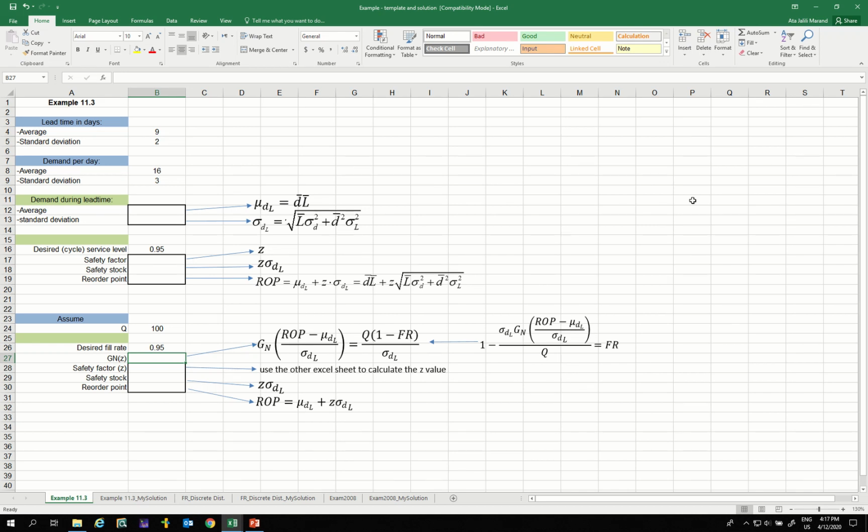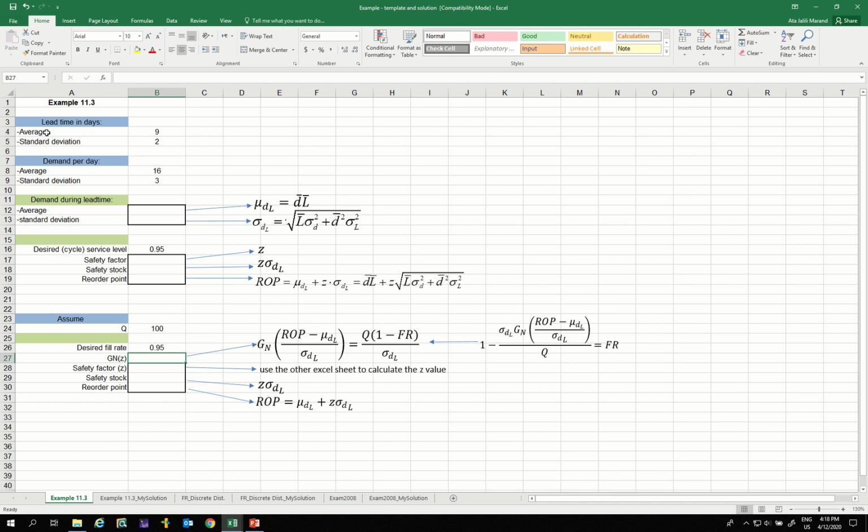Here we have example 11.3 from the book, and in the book the reorder point is calculated for a given cycle service level. Here we will extend our calculations to calculate the reorder point for a given fill rate, which is the same as the cycle service level. It is equal to 95%.